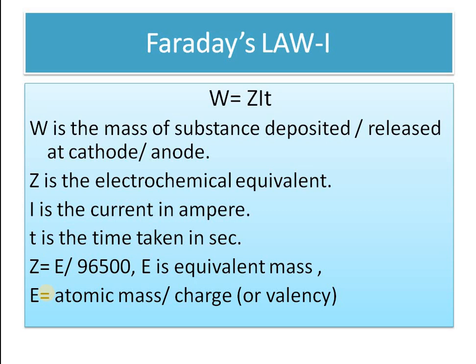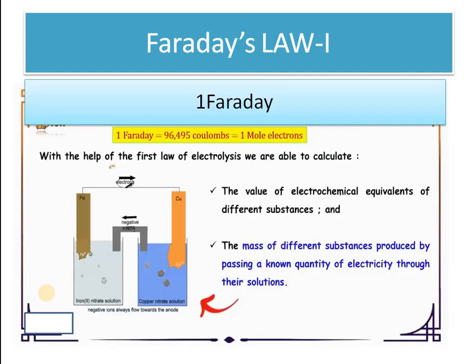So atomic mass would be 63.5 divided by 2. Yes. And if you are talking of, let us say, silver, silver means 108 atomic mass is there. So Ag+ is the charge, so +1 charge, 108 by 1. So similarly, the atomic mass that is given divided by the valency or charge will give us the E. And once you are getting E, if you divide by 96500, you will get Z. And with Z, you can get the mass deposited from Faraday's first law.